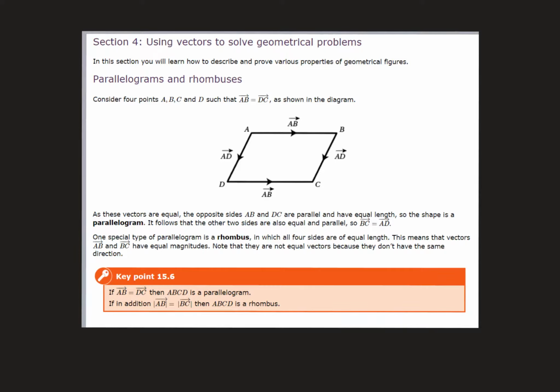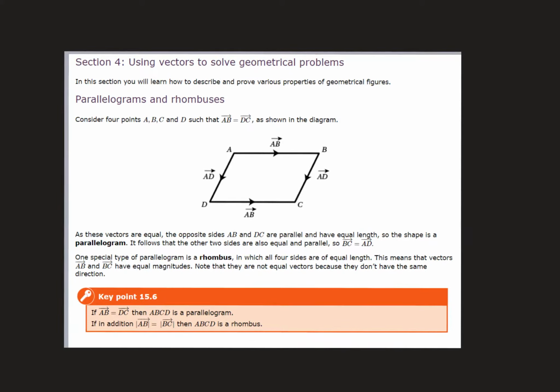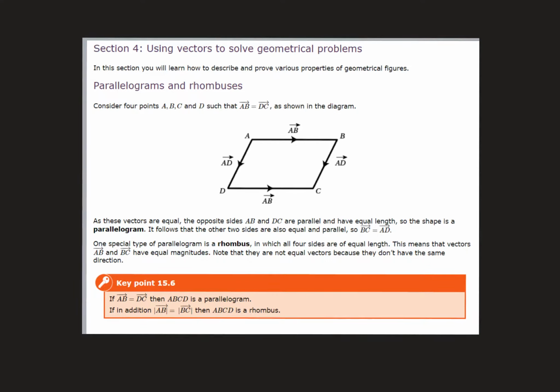What do you know about a parallelogram? You know that it's got two pairs of parallel lines. But if the question's asking you to prove that this shape is not just a parallelogram, but actually a rhombus, you've got to say that the length of AB must be equal to the length of AD. That is how you would prove it.